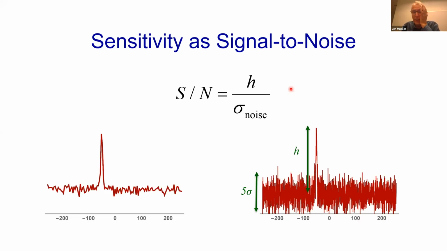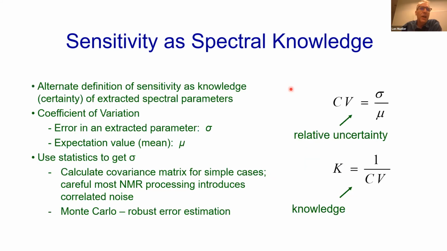To understand why they're equivalent, I want to introduce this alternate definition of sensitivity as spectral knowledge. This definition is really more in line with what we care about when we look at data, which is the knowledge or certainty of the extracted spectral parameter that you can get out of it. First I'm going to introduce the coefficient of variation. This is the error in an extracted parameter, sigma, divided by its expectation value.